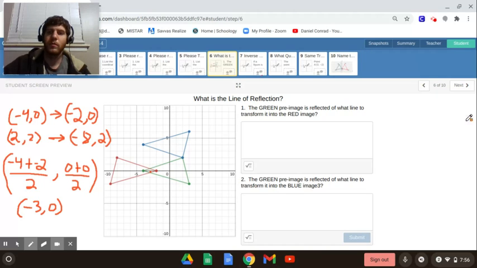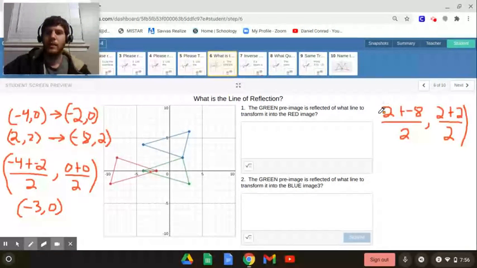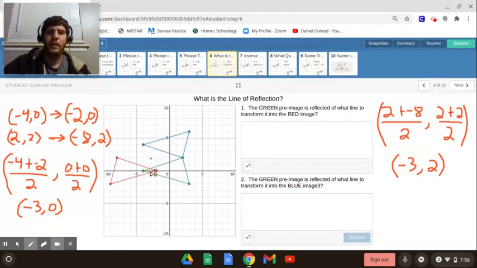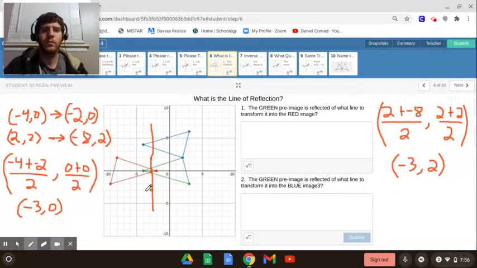Then you can find the midpoint of the other one. That's 2 plus negative 8 divided by 2, and your y's would be 2 plus 2 divided by 2. 2 plus negative 8 is negative 6, divided by 2 is negative 3. And 2 plus 2 divided by 2 is 2. So that's another point, and the only line that has those two points would be the line x equals negative 3. These are the ones you're going to have on the test.